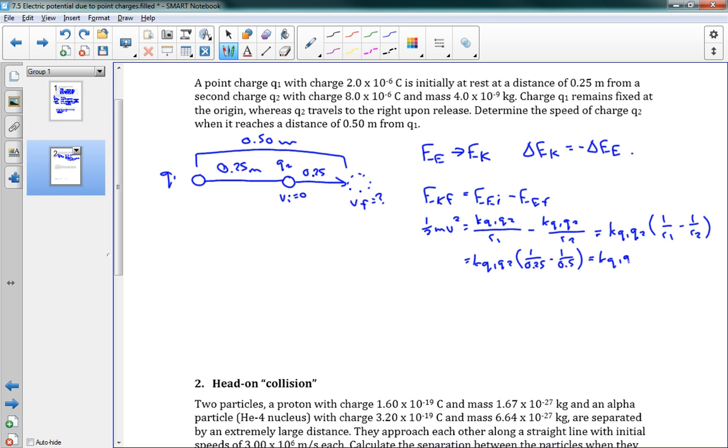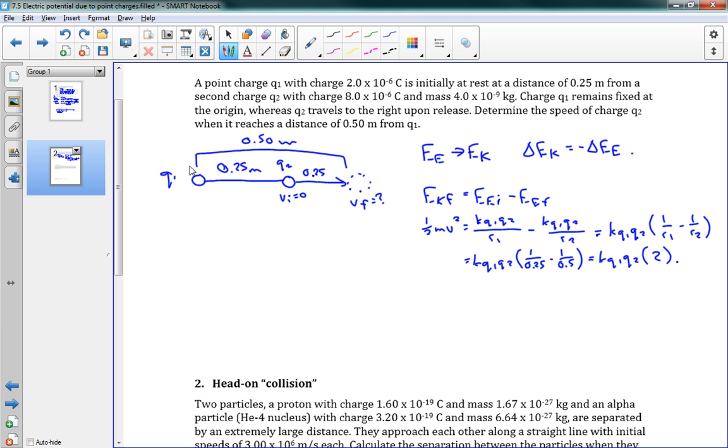So we have k q1 q2 times, let's see, 0.25, 1 over 0.25, so that's 4, minus 1 over 0.5, so that's 4 minus 2, we get 2. Hopefully that's clear enough for you, that little bit there. Okay, so we've got some information now.